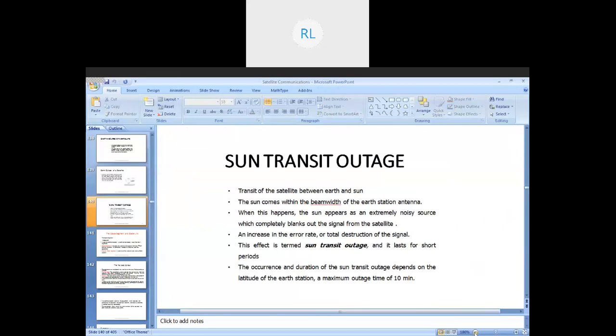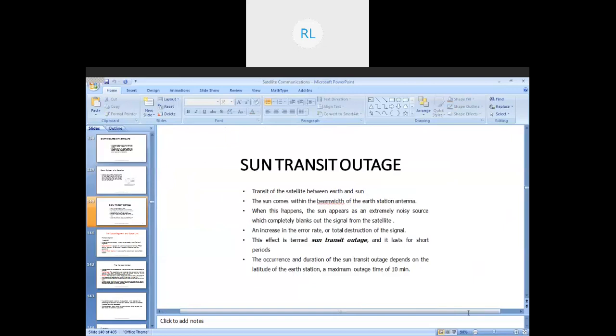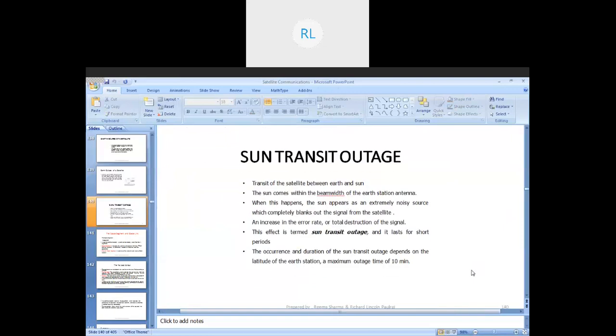The next one that is involved here is your sun transit outage. This is with regard to the transmission of the sun's rays, and what can happen if there's an eclipse. So what happens to the sun rays and what is the impact on the satellite? Transit of the satellite between Earth and Sun: the Sun comes within the beam width of the Earth station antenna. When this happens, the sun appears as an extremely noisy source.